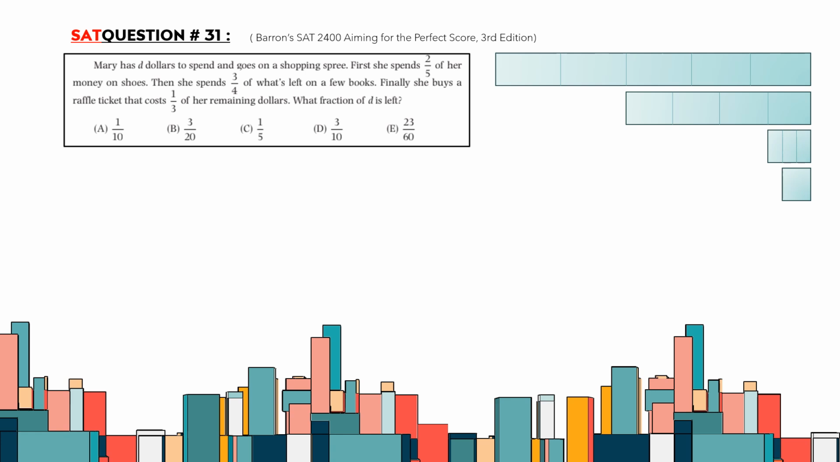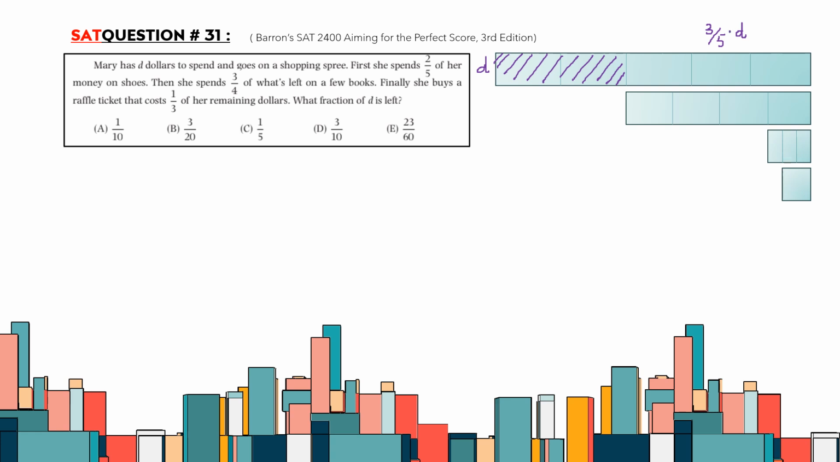So let's represent D as a bar, right? The first bar right here, we have D dollars in total. She spent 2 out of 5, so you divide D into 5 parts. The remaining is 3 out of 5 of D, right?